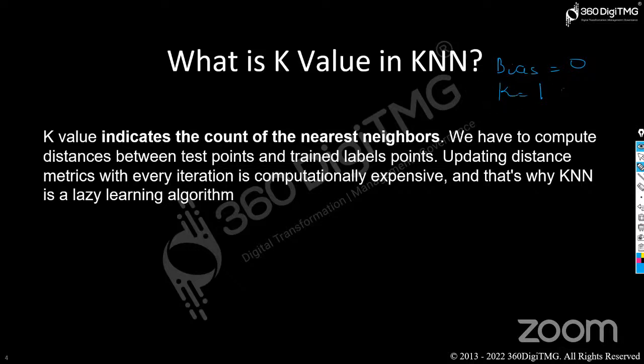So when we increase your k value, the training error will also increase. Means your bias will also increase. But the test error may decrease at the same time. That is, your variance will be decreasing. Right?